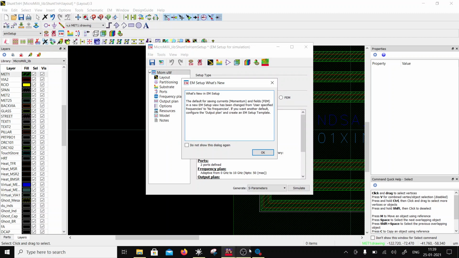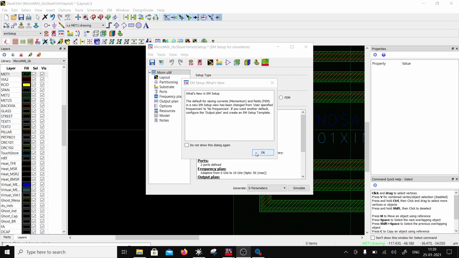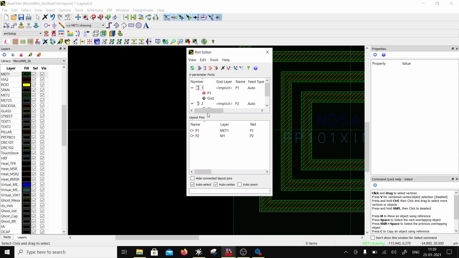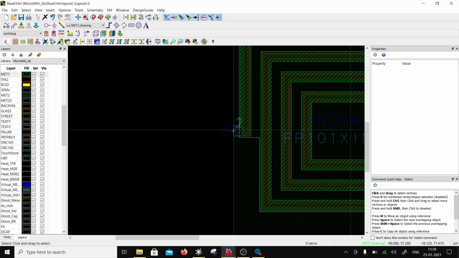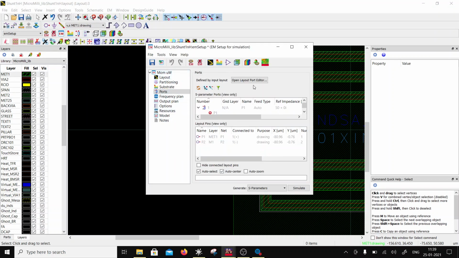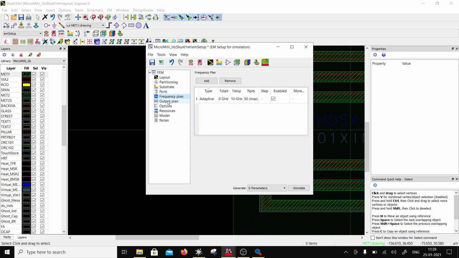Let me make sure I'm recording. Yes. Okay, now I'm going to go to the port editor, and 2 is a ground reference for 1. So this is a single port simulation, right? Going back to the EM simulation setup, we are all set, and then I'm going to do a FEM on this. Everything looks okay.